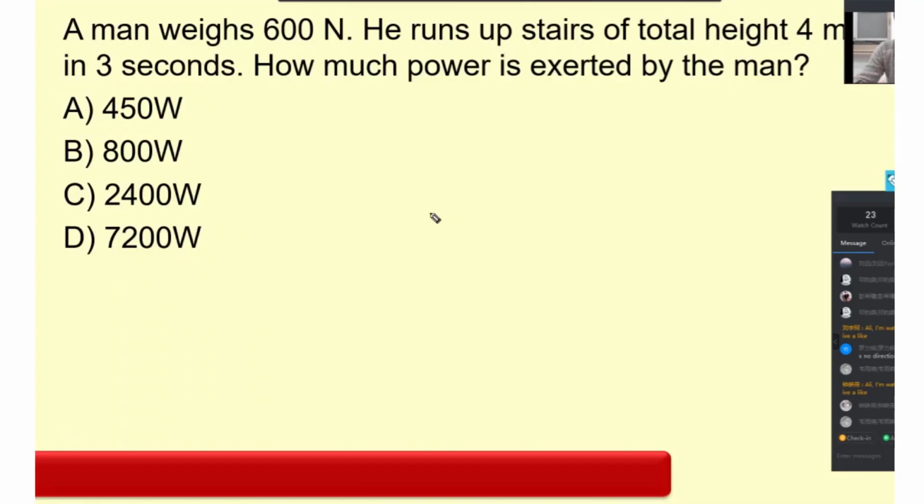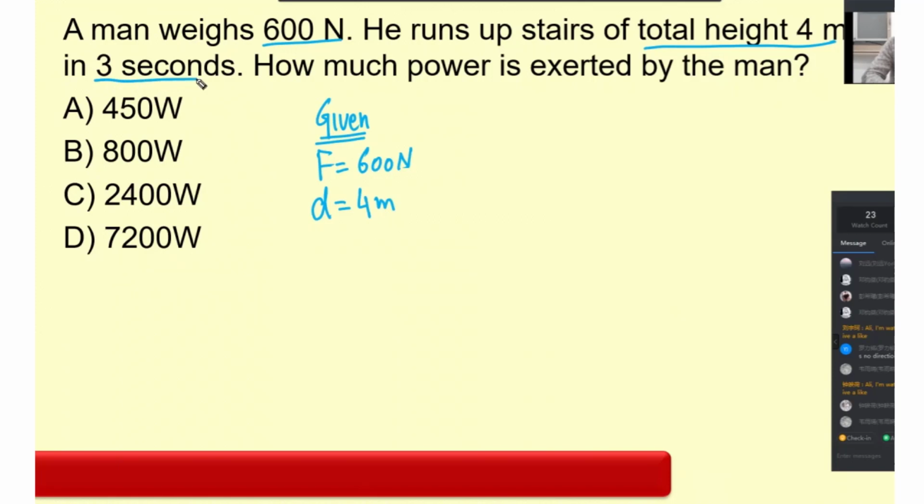First, read the question. Take some time, read the question. Again, we need to start from what is given. First of all, you need to write down what is given. In this case, weight is given. So this is simply force. We can write down the force is given, so this is 600 newtons. Next one, total height is given. That is 4 meters. That is the distance, and this is equal to 4 meters.